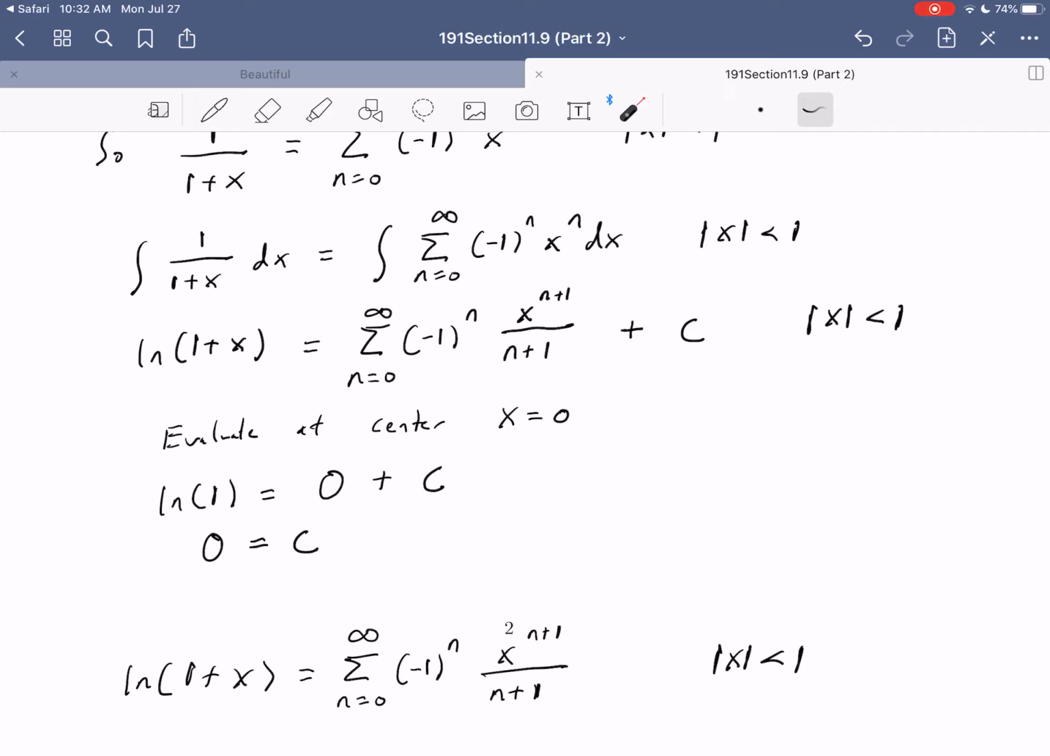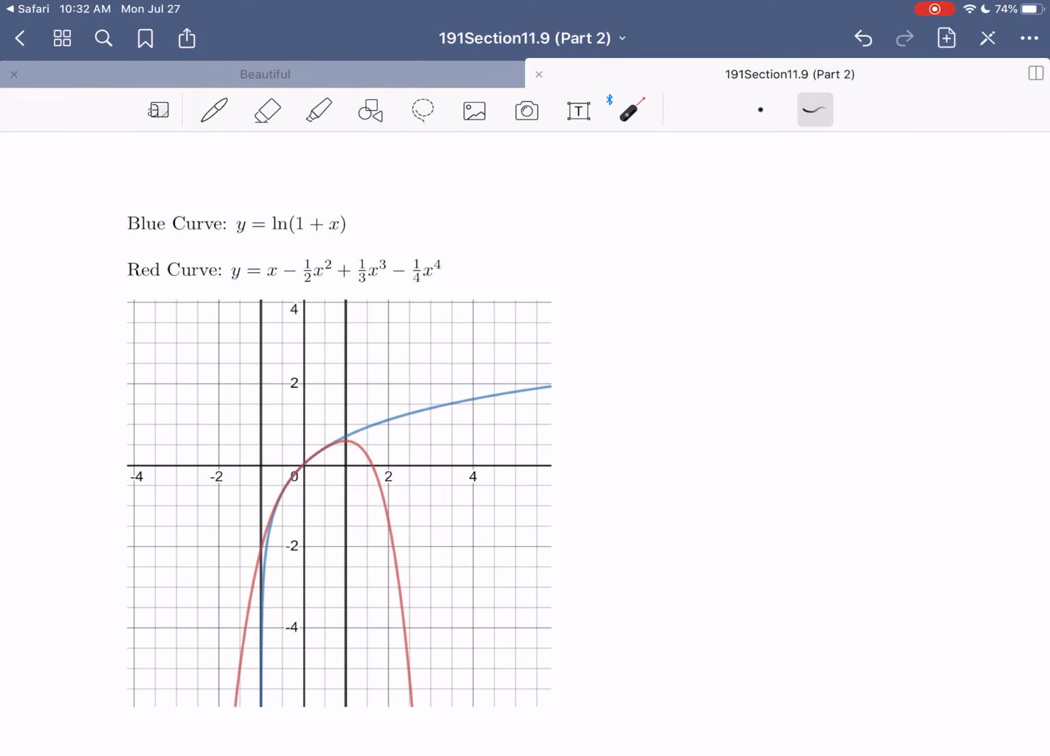All right, just like we were doing in the previous one, let's briefly take a look at a visualization of this. I'm going to take a look at a graph of this ln(1 plus x) and the first couple terms of this series. On this graph, you can see the blue curve is y equals ln(1 plus x). You'll notice that because it's ln(1 plus x), it's got a vertical asymptote at -1.